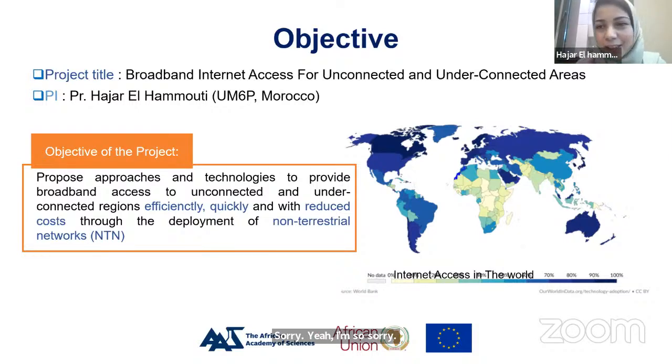So my name is Hajar Al-Hamouti. I am assistant professor at Mohammed VI Polytechnic University in Morocco. My project deals with internet access for unconnected and rural areas in Africa. The main objective of my project is to provide approaches and technologies that will allow wide internet access to populations in out-of-reach areas and rural areas through the deployment of non-terrestrial networks that are basically composed of drones, high aerial platforms, and satellites.